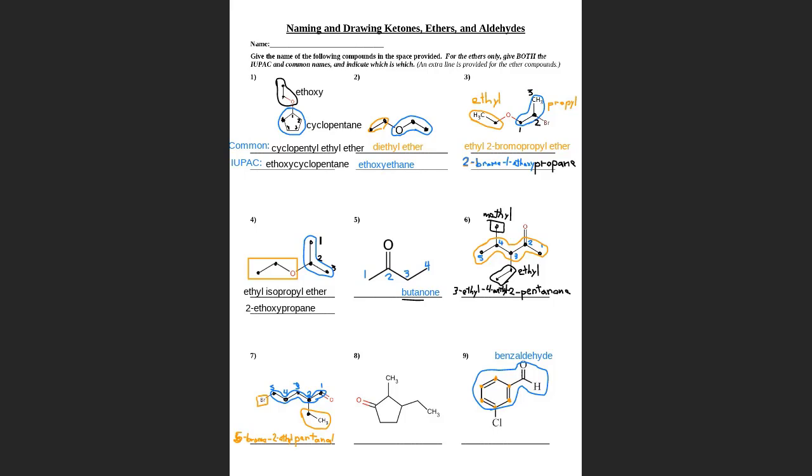The chloro group is attached to it, and since the most important thing is the functional group, I'll put a 1 on the carbon that's attached to the aldehyde group. So 1, so that means this will be 2 and this will be 3. So this is going to simply be 3-chlorobenzaldehyde.